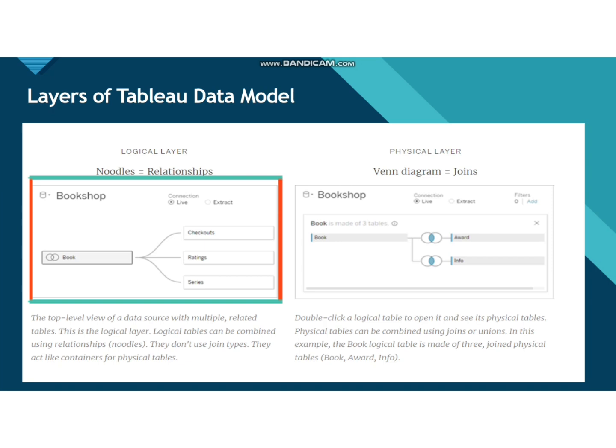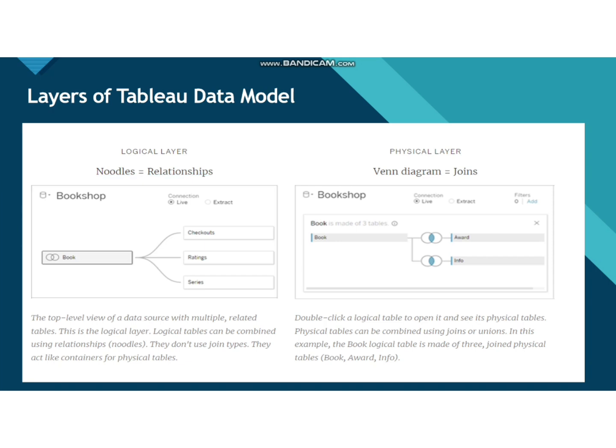Whatever tables are available within a physical layer will be called physical tables, and whatever tables are available within a logical layer are called logical tables. So this is how we can understand the Tableau data model.